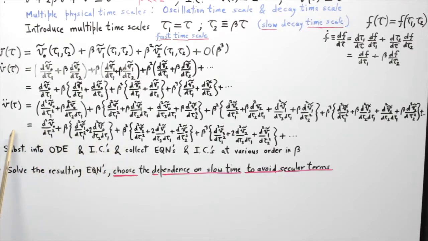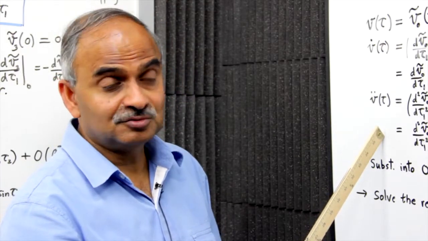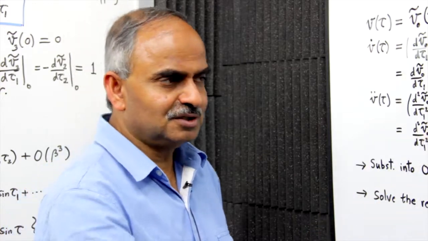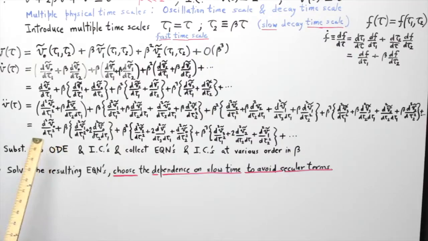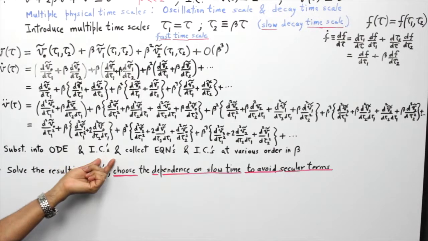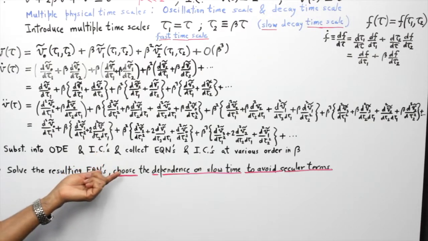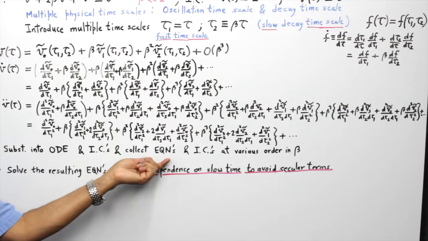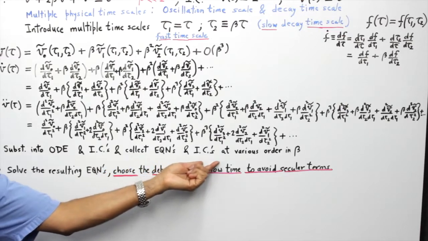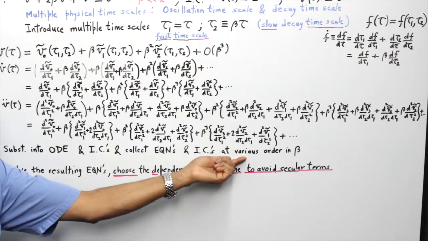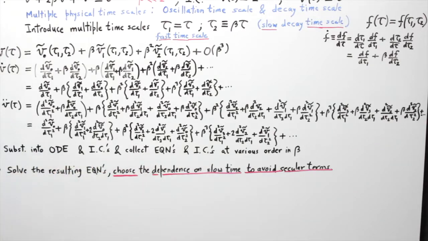And so at this stage we now have the second derivative in all its glory with all the terms that you may want to write down, and then the step is that we are going to substitute these expansions for the second derivative, first derivative, and the function into the ordinary differential equation and the initial conditions. And like we have done, we have collected terms at various orders in beta. And so we will collect equations and initial conditions at various orders in beta, and that will define the problem at various orders in beta.